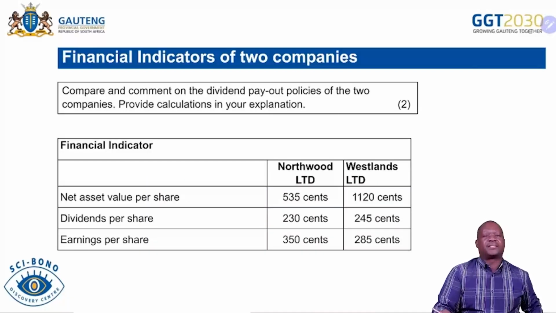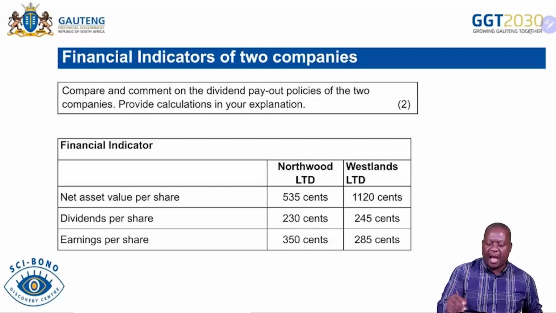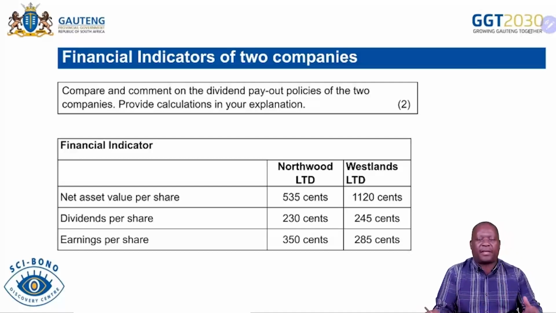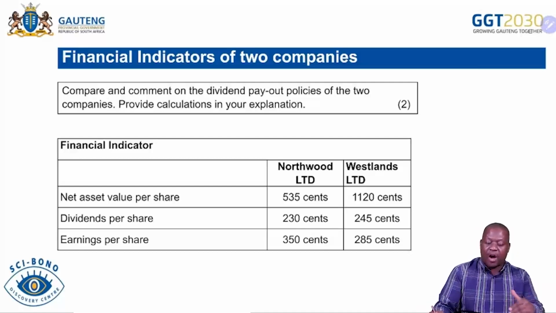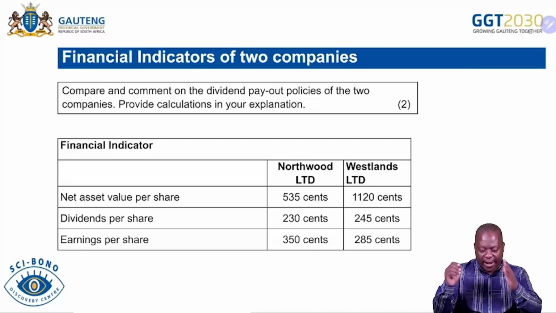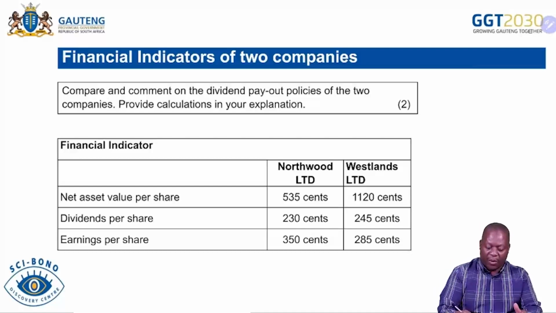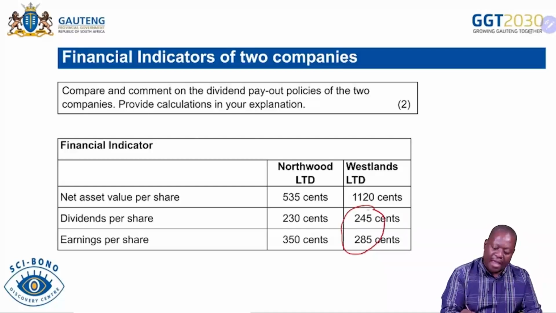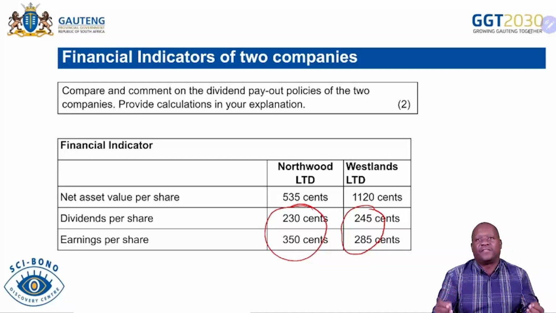And then it says, compare and comment on the dividend payout policies of the two companies. Provide calculations in your explanation. There we are, two companies. We are supposed to compare the dividend payout policies. Now, where are we? We are comparing earnings versus what? Dividends per share.